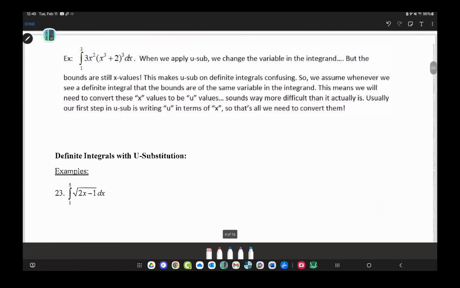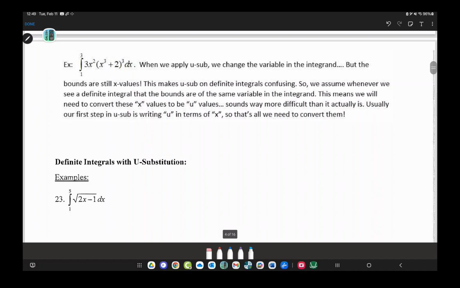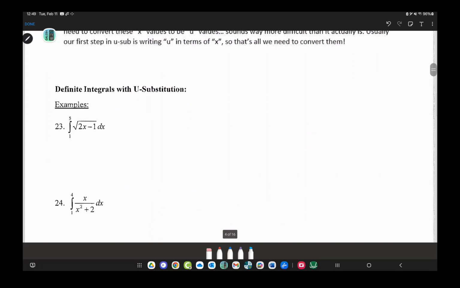Next page. When doing u-substitution with definite integrals, there are two ways to do this. I'm going to show you both ways on number 23. The normal way is to do exactly what we've been doing, and when we're done, plug my function back in. So we're going to integrate from 1 to 5, but I don't want this. I'm going to say u is equal to 2x minus 1, which means du is equal to 2 dx. I don't have a 2 dx.